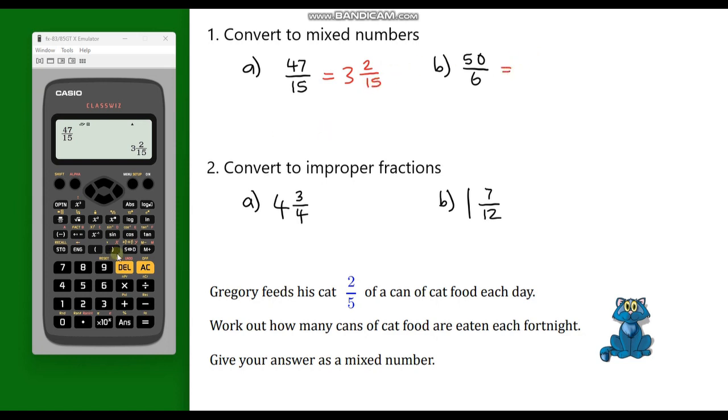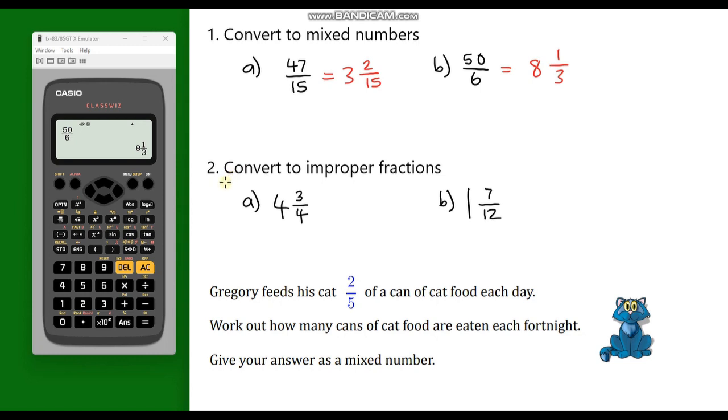Okay, let's do exactly the same for the next one. So we've got 50 over 6. Press equals, and you can see it's simplified it for us, but that's not what we want. So you press shift and then SD, and it converts it to a mixed number. So that's 8 and 1/3. And I think not a lot of people know about this. A lot of people know about the SD button, but not a lot of people know about converting to a mixed number. So that's quite cool.